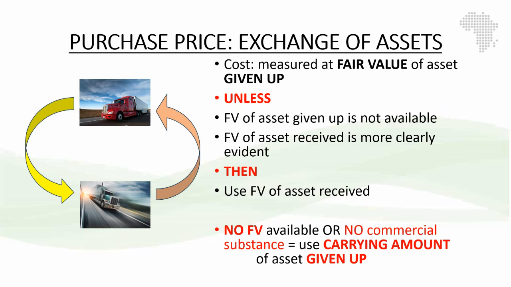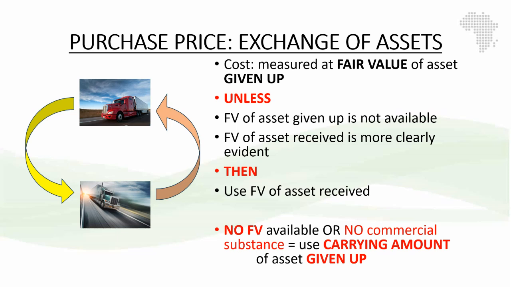So I'm swapping my tractor with your boat, but now say I cannot determine the fair value of the tractor. Then we're going to use the fair value of the boat to recognize the boat in my financial records. But then IAS 16 also says, if no fair value is available, or if the transaction does not have commercial substance, then we use the carrying amount of the asset given up. So if we don't have the fair value of the tractor, we don't have the fair value of the boat, then we're going to use the carrying amount of the tractor to recognize the boat.